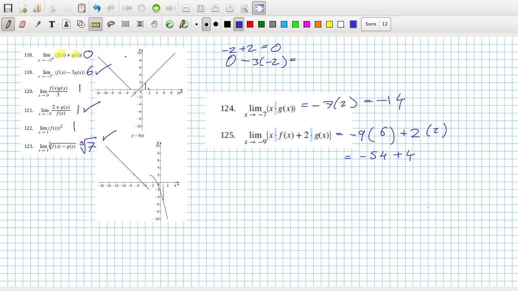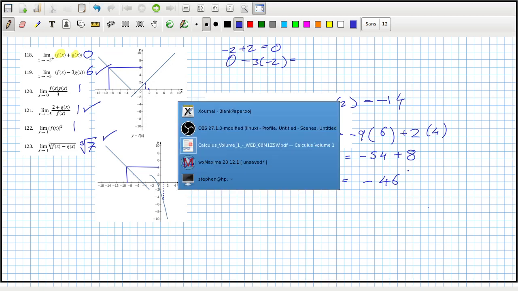I might need the ruler to help. f at minus 9. That looks like 6. Plus g at minus 9. Misread that one. That's a 4. So that's an 8. So that is minus 46. I think that was the answer at the back.